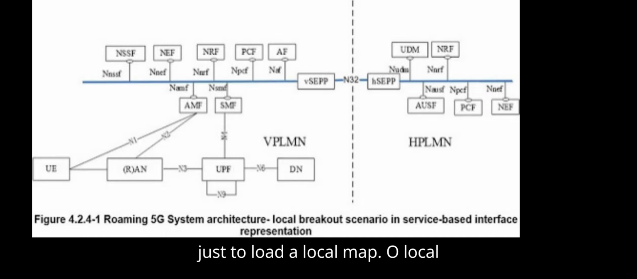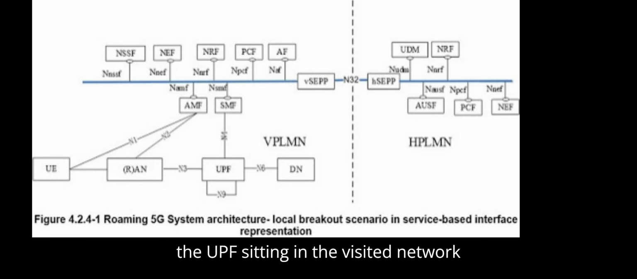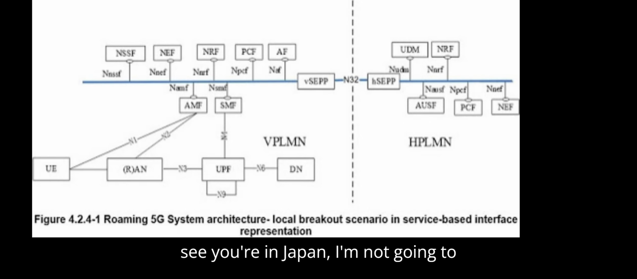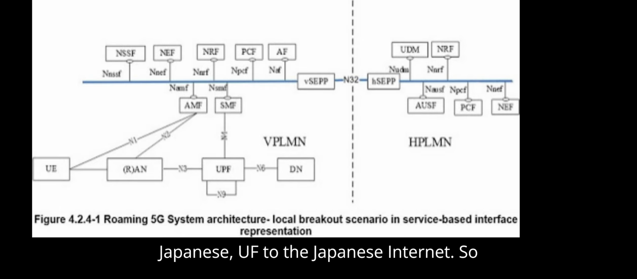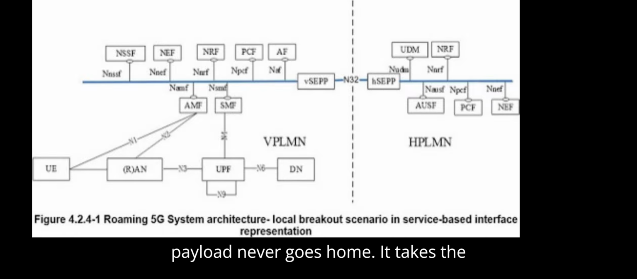So local breakout is the fix. The diagram shows the UPF sitting in the visited network. Correct. With local breakout, the network says, hey, I see you're in Japan. I'm not going to send this data home. I'm just going to dump your traffic onto the internet right here in Tokyo. Phone to tower to Japanese UPF to the Japanese internet. So the data never goes home. The data payload never goes home. It takes the shortest possible path, and that is why you get 4K video without buffering.